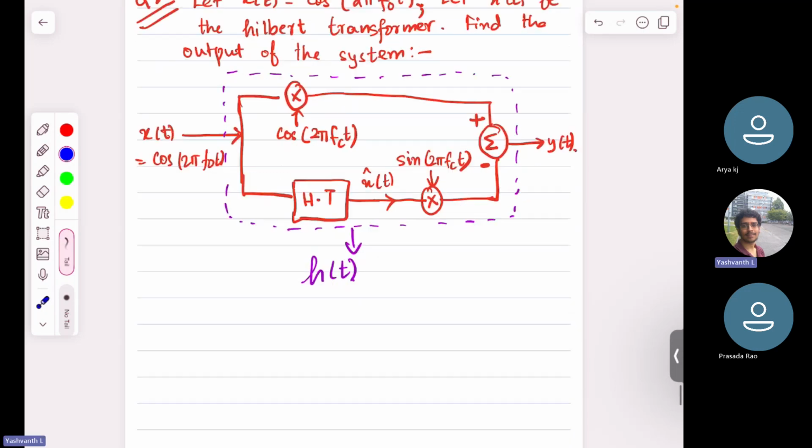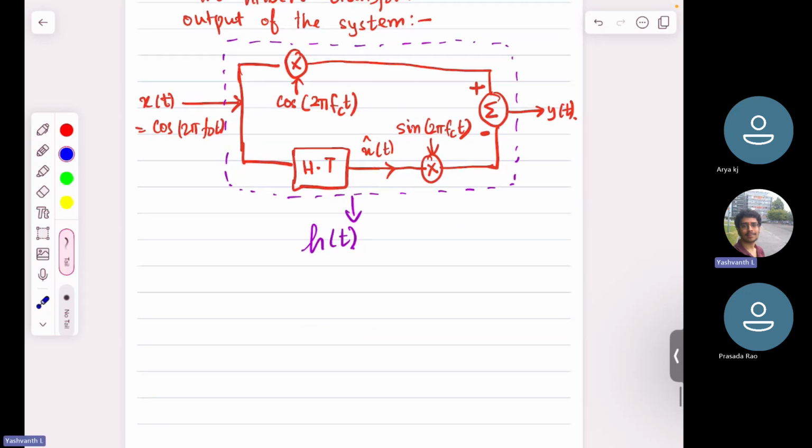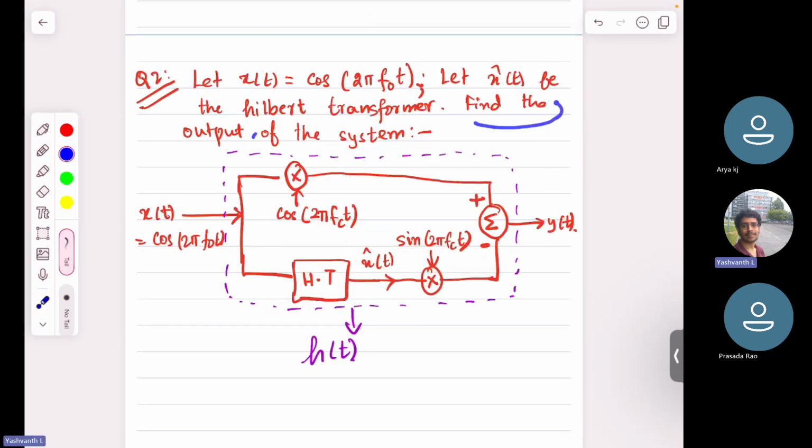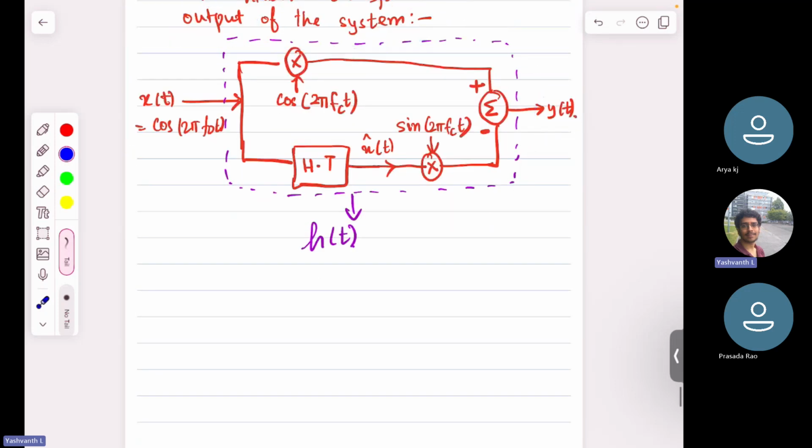Okay. So now the question is, find the output of the system. Find the output y of t. Okay, let's do it step by step. It's a very good question. So let's do that.